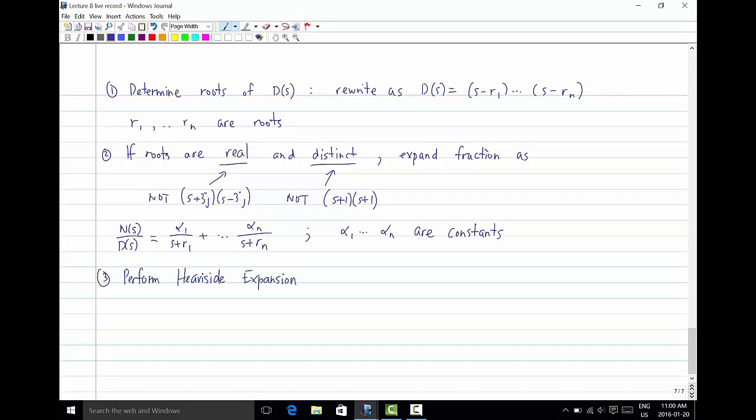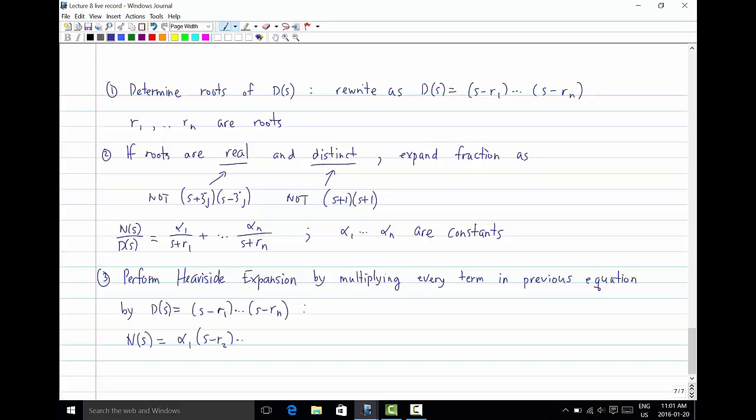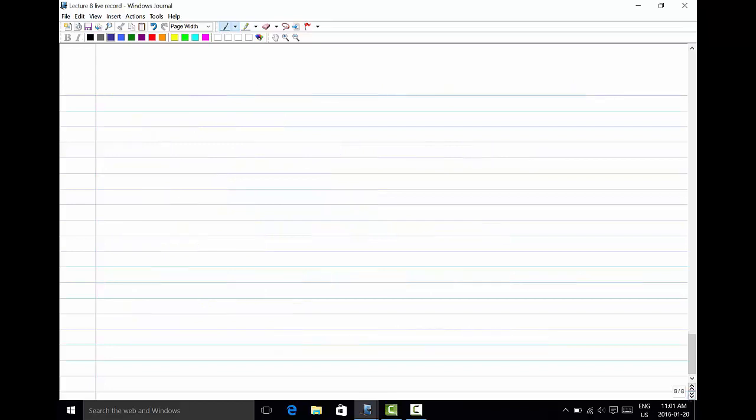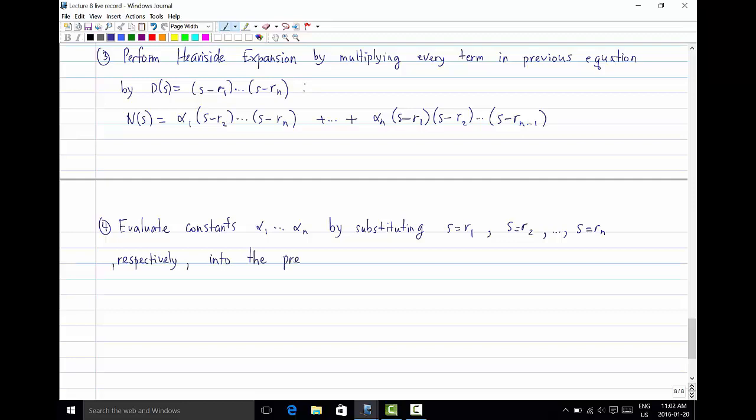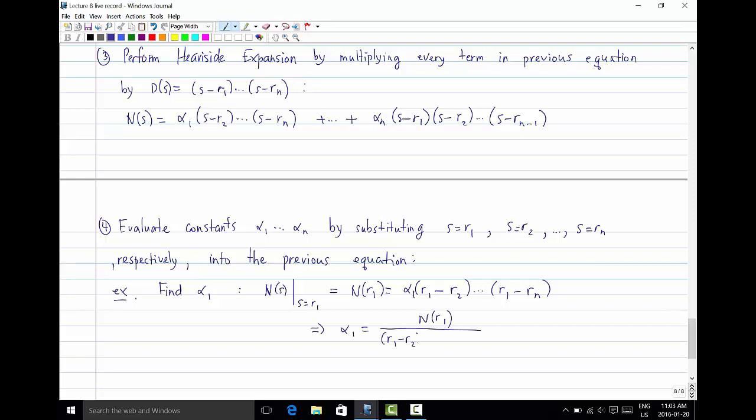Alpha 1 through alpha n are constants, which we can evaluate by first performing the Heaviside expansion. The Heaviside expansion is simply the multiplication of every term in N of s over D of s by D of s, which is the denominator polynomial. By doing so, we get polynomials with the constants alpha 1 through alpha n in front of them, and we can evaluate these constants by substituting in the roots individually, one at a time. For example, to find the first constant alpha 1, we substitute in the first root, s equals r1, and we simply multiply and divide through the appropriate terms.